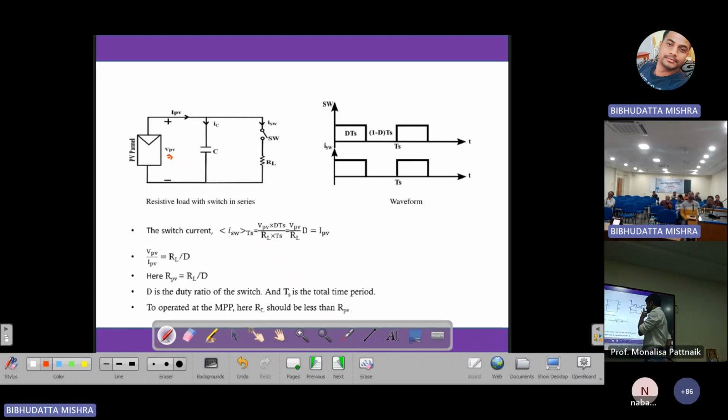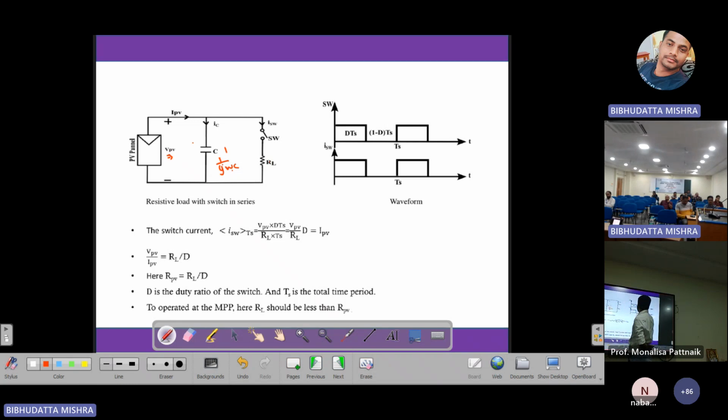So in this circuit, what is the average current? We know that the impedance of this capacitor is 1 by j omega C, and if this switch is operated with high frequency, then this omega will be high. So high frequency ripple will be passed through this capacitor, and DC will come from the PV panel. So this will be the switch current. The average value of the switch current should be given by the PV panel.